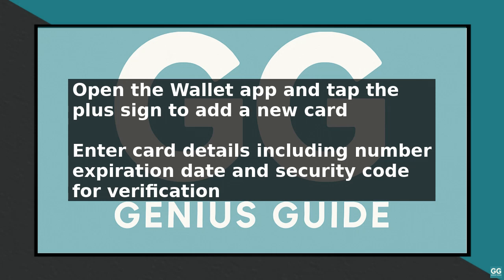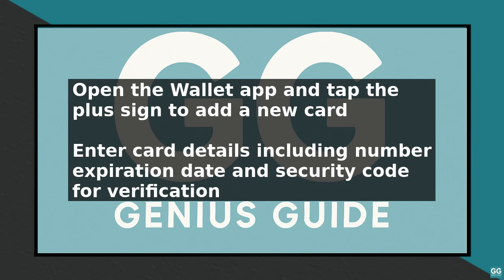First, open the Wallet app on your Apple device and tap the plus sign in the top right corner to add a new card. You will be prompted to enter your card details, including the card number, expiration date, and security code. Once you have entered your card details, you will be asked to verify your card with your bank.